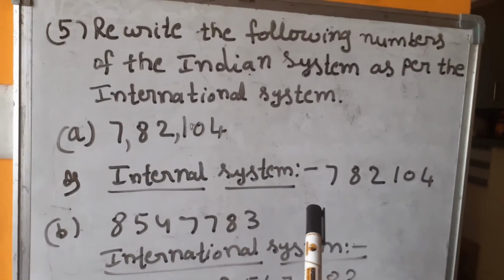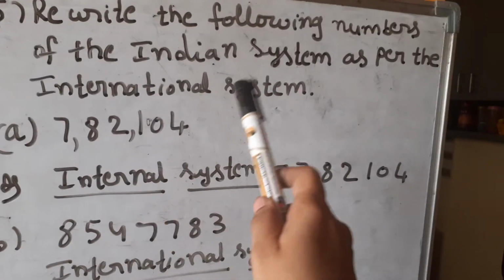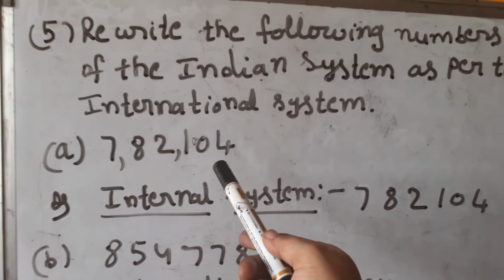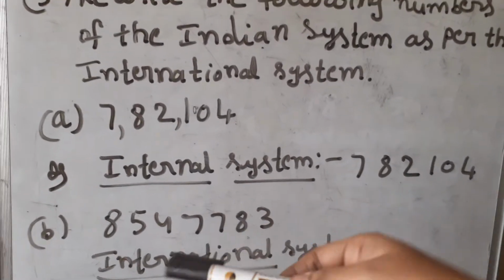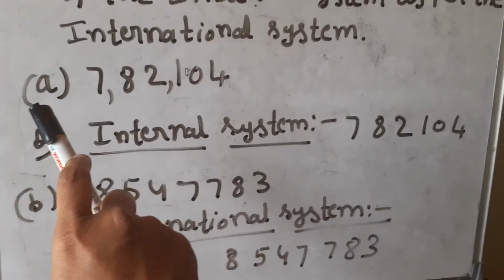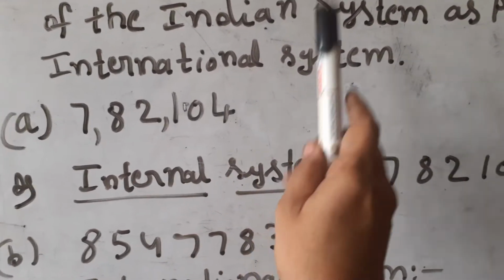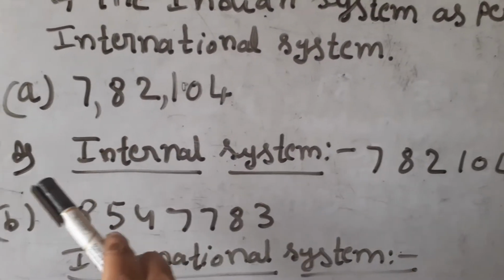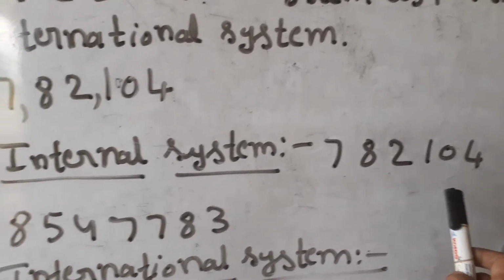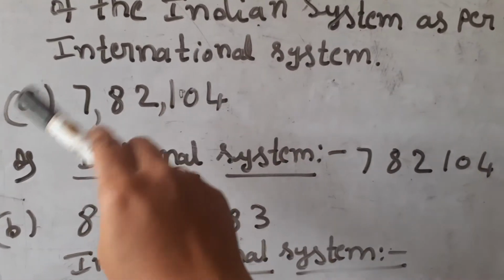Exercise 3, 5th main. Rewrite the following numbers of the Indian system as per the international system. They are giving the question in the Indian number system, so we should convert the answer to the international system. First, A question: 7,82,104 is the given question. So how to convert to the international system? We have to put 782,104.